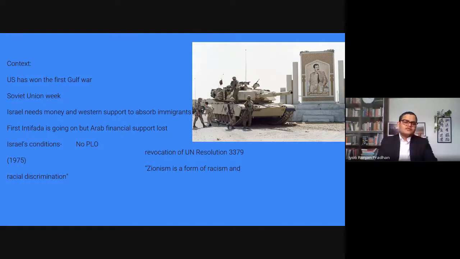The US has won the first Gulf War, and the Soviet Union is weak. And because the Soviet Union is weak, it breaks up. And a lot of Jews, numbering more than a million, immigrate to Israel. Now Israel needs money and financial support to absorb all these immigrants. And the US puts a condition for the loans. The US says, you will have to talk to the Palestinian side if you want the money.